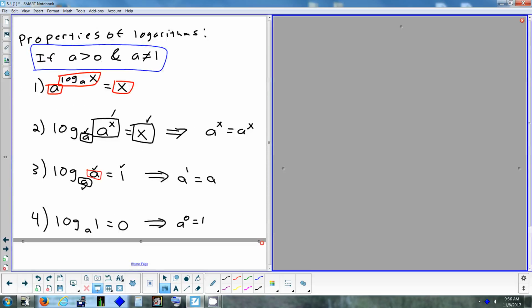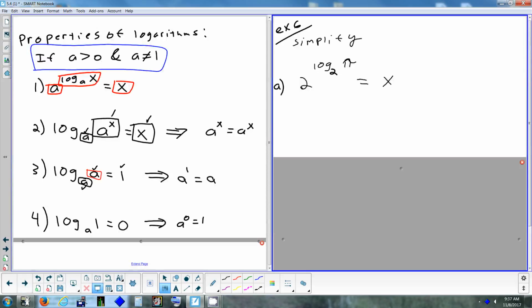All right, so first, I just want to identify what pattern or what rule that one follows. Does anyone see on example 6a which pattern it looks like? Yeah, the first one. So if you apply that rule to example 6a, what would you get for x? Pi. So whenever you have something like that, where the numbers are the same, the pattern is they cancel out.